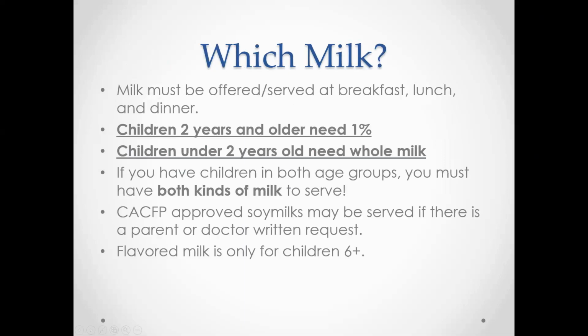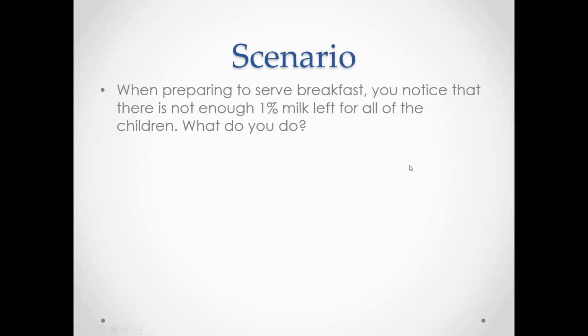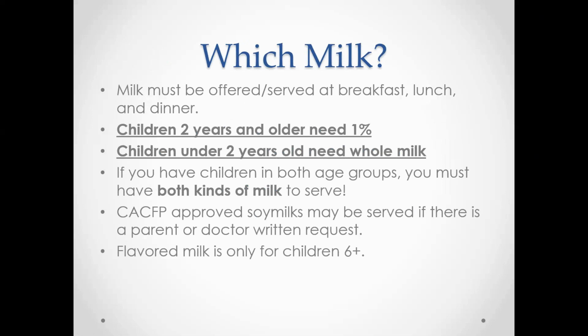Okay, so milk type. Milk must be served at breakfast, lunch, and dinner, but we don't do dinner. Children 2 years and older need 1% milk, and children under 2 years old need whole milk. If you have children in both age groups, you must have both kinds of milk to serve. CACFP approved soy milk may be served if there's a parent or doctor written request, and flavored milk is only allowed for children 6 and up.